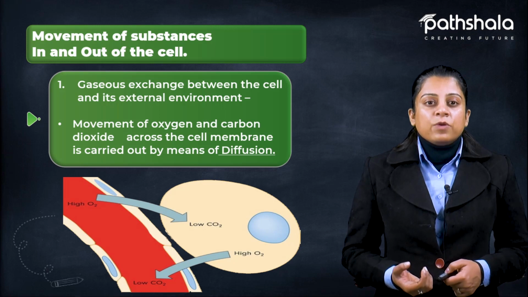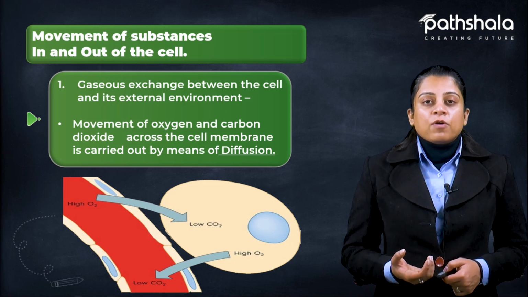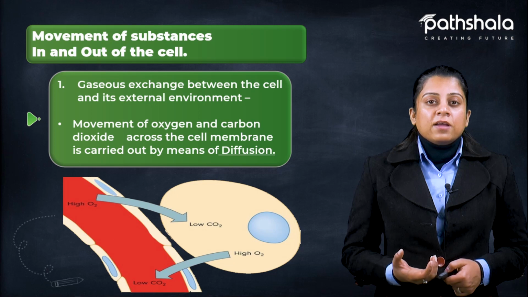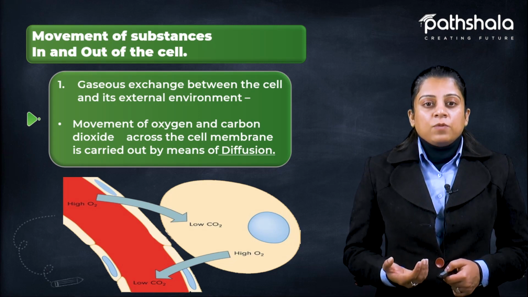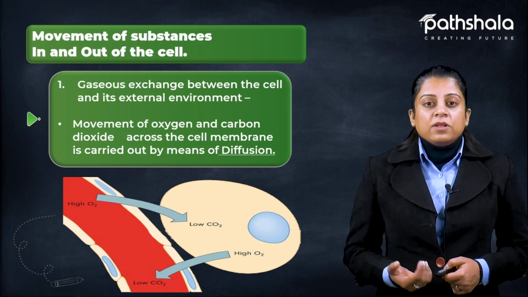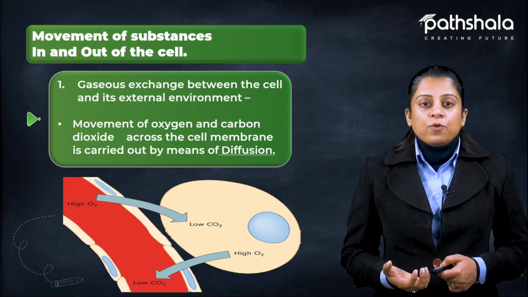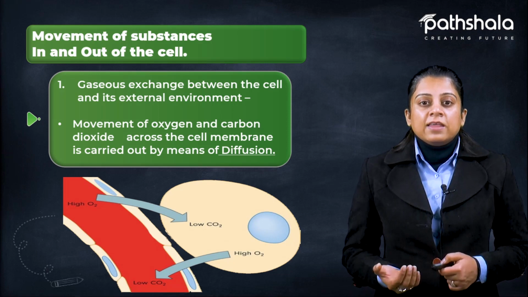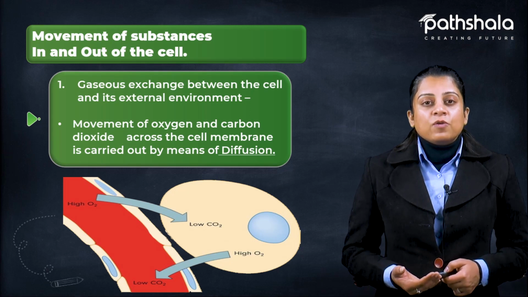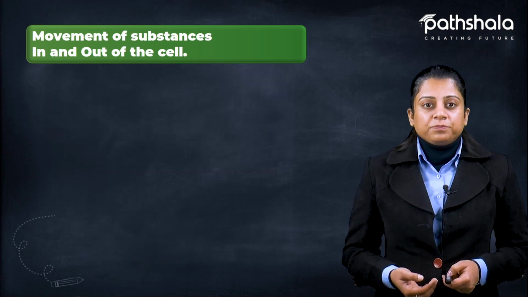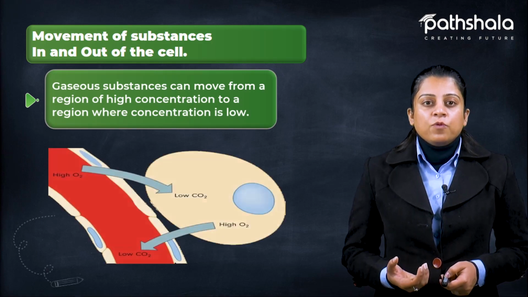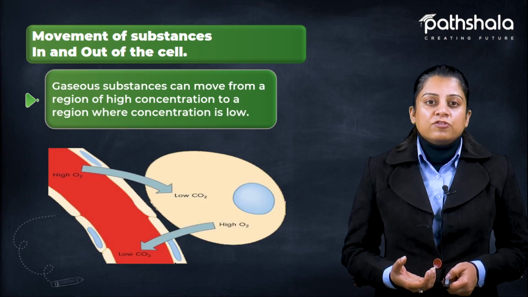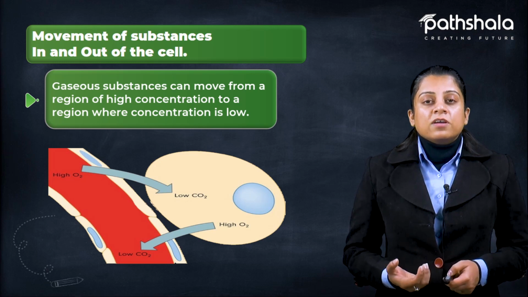In the diagram, we can see that the movement of oxygen is from higher concentration to lower concentration. And again, we can see in the second arrow that a higher concentration of O2 is inside and it is moving to a region of lower concentration. Further, in gaseous exchange, substances can move from a region of higher concentration to a region where the concentration is low.